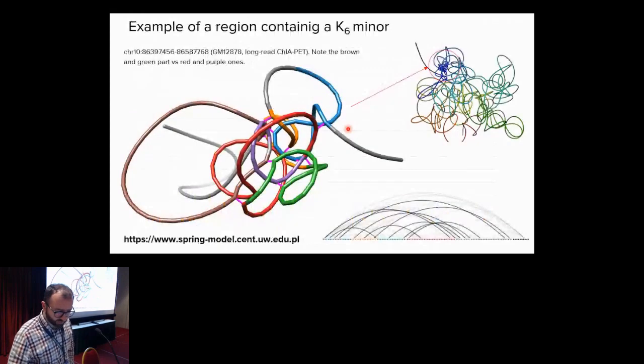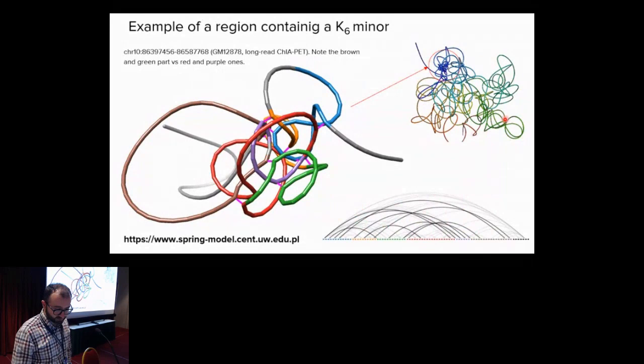So I'm just going to give you an example of a linked region that we found in the long-read data. I selected this region just because it's quite compact. In the bottom right we have the graph that represents the linked region.